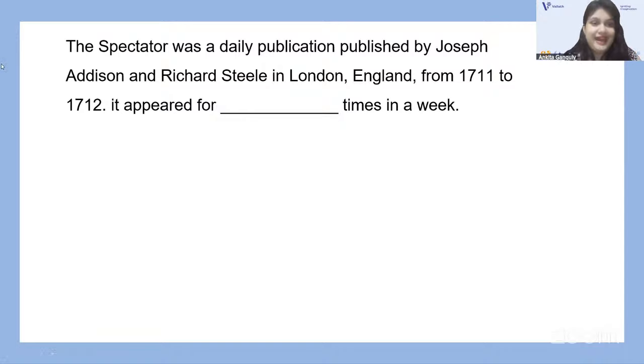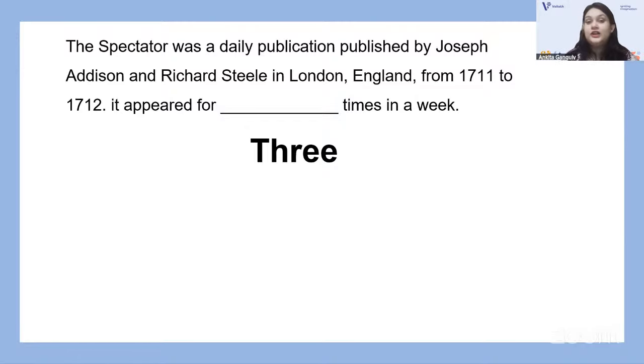So yes, it appeared for 3 times in a week. The Spectator was a daily publication published by Addison and Steele in London, England from 1711 to 1712. And it appeared for 3 times in a week. Clear? Very good.